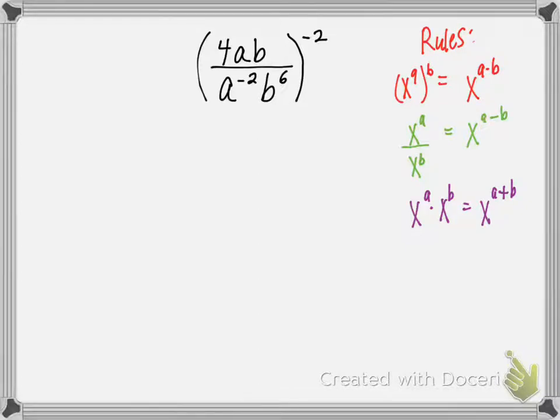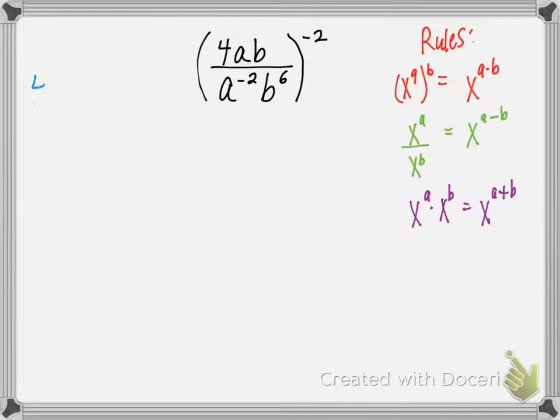So we're going to simplify this rational expression. So the first thing I'm going to do is take a look at this exponent and realize that all parts are going to be raised to the negative second power. So let's start with 4 to the negative second power.